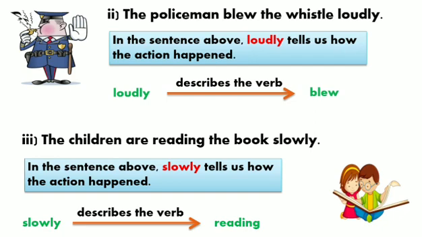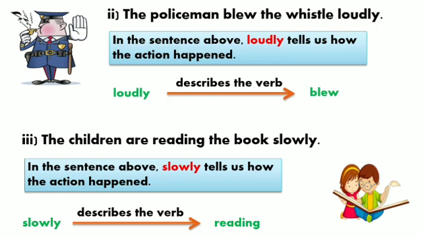The policeman blew the whistle loudly. Here, the action being performed is blowing the whistle. The policeman is blowing the whistle. And the word which is describing your action is loudly. How did the policeman blow the whistle? He blew the whistle loudly. In what manner? Loudly. So, in this sentence, the word loudly is telling us how the action is being performed. Therefore, loudly is an adverb because it is describing the verb blew. Okay.